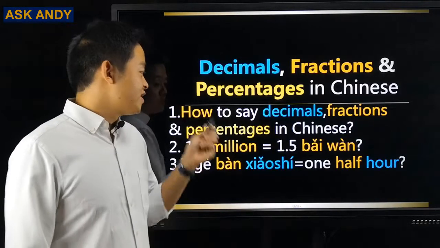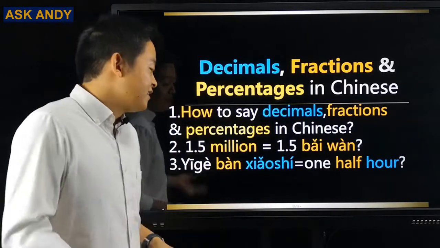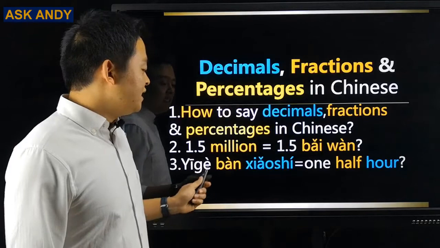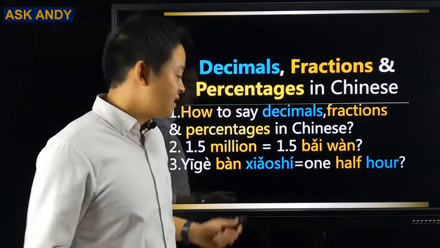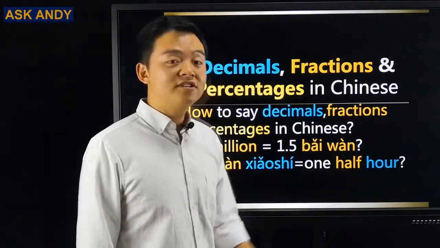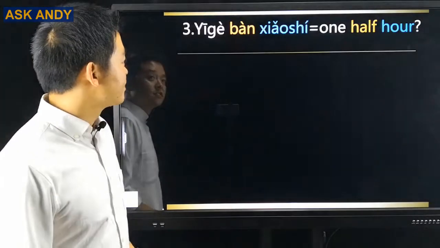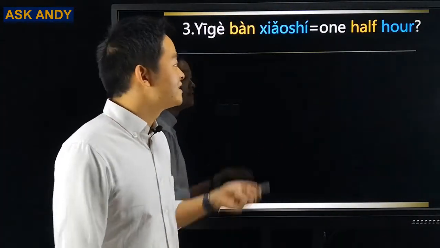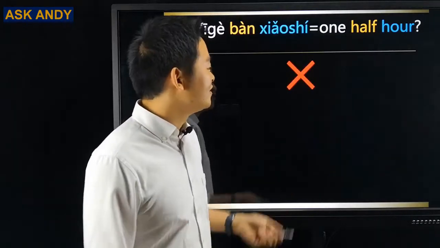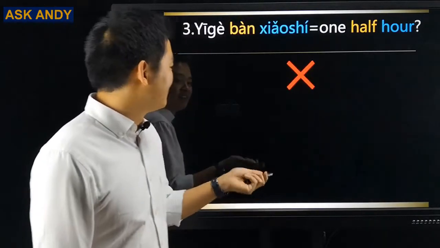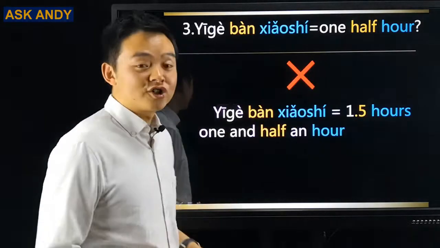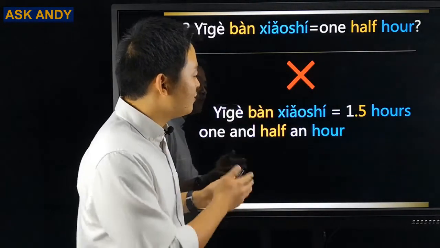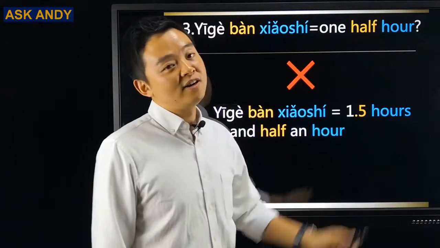We have done question number 1 and question number 2. Right now, let's do question number 3. 1个半小时. Does that mean 1/2 hour in Chinese? I'm sorry to let you know the answer is no. A better interpretation for 1个半小时 will be 1.5 hours.